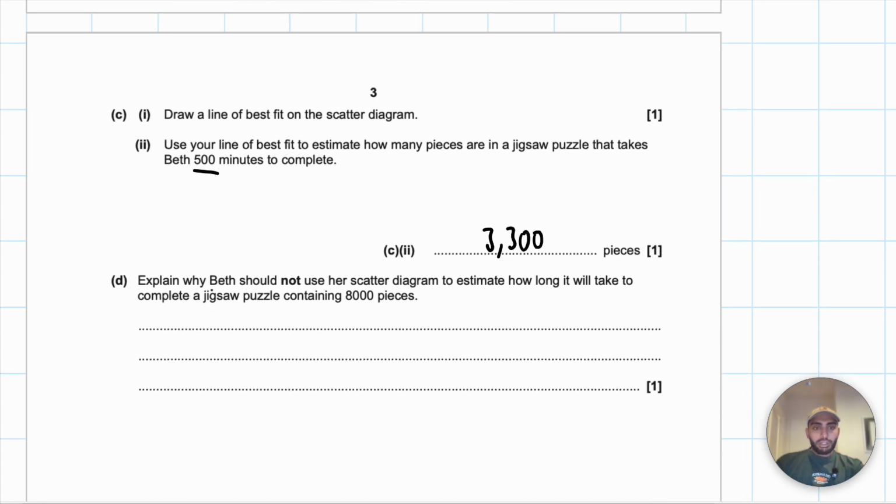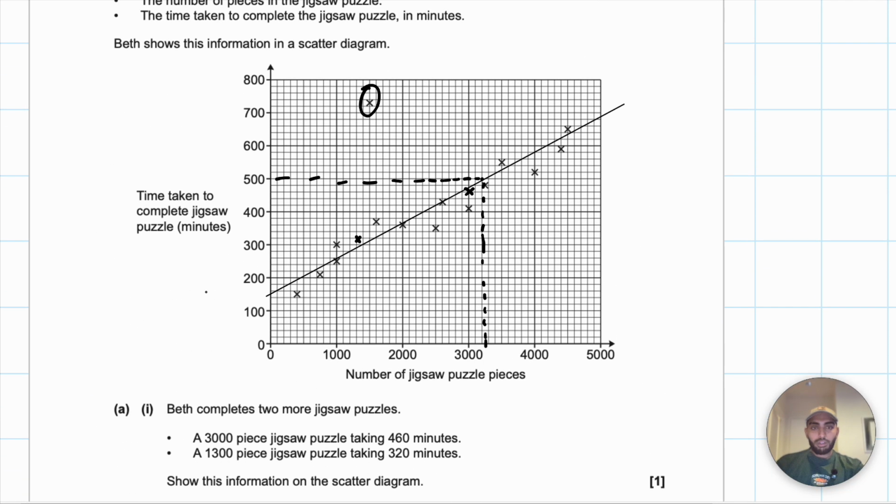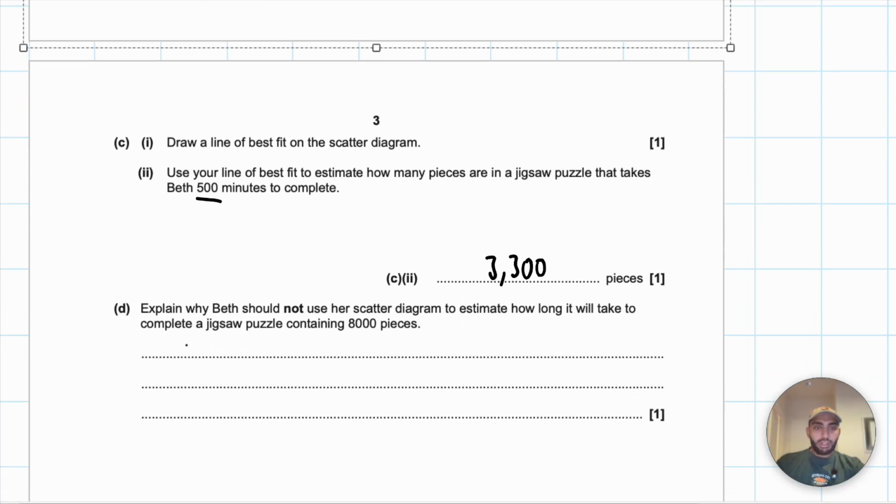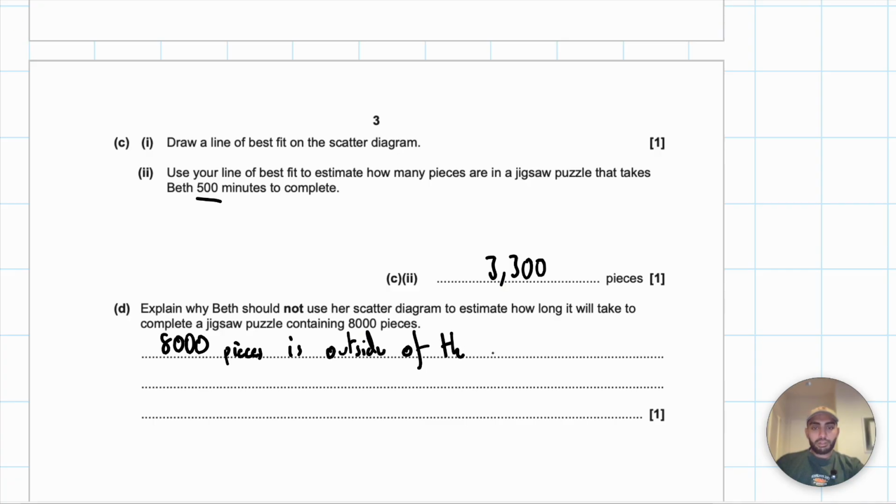Part D. Explain why Beth should not use her scatter diagram to estimate how long it will take to complete a jigsaw puzzle containing 8,000 pieces. Taking a look at this graph, we can see it only goes up to 5,000. 8,000 would be outside of the data given, so we can just write 8,000 pieces is outside of the data set, as the data just goes to 5,000 pieces.